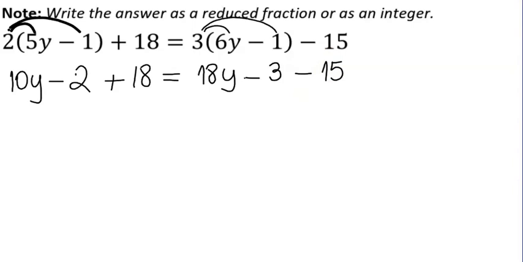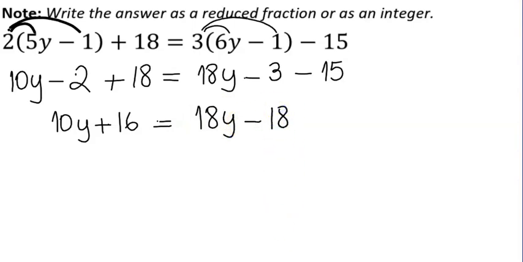Now what do I do? Combine like terms. On the left side, what can I combine? Negative 2 and 18, that gives me 16, right? It will be 10y plus 16. And what do I get on the right side? 18y and negative 18. Very good. So different, so same sign, I add the numbers and keep that sign. Think about that. I have $3 in debt, and then I incur another $15 in debt. Now my debt is 18. Yes, it's a real life story, right?